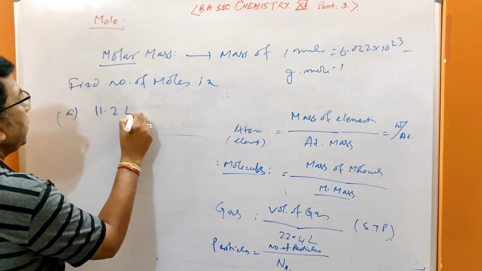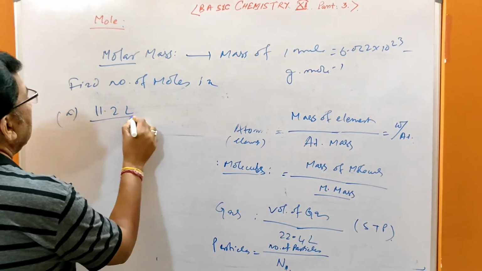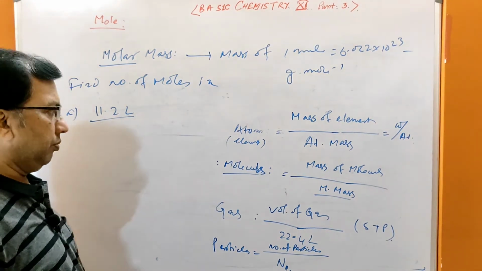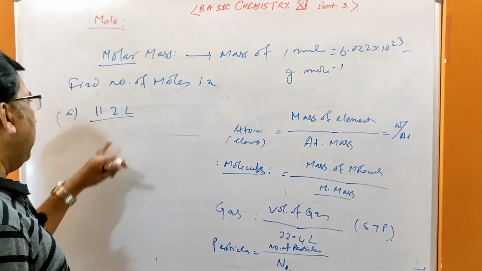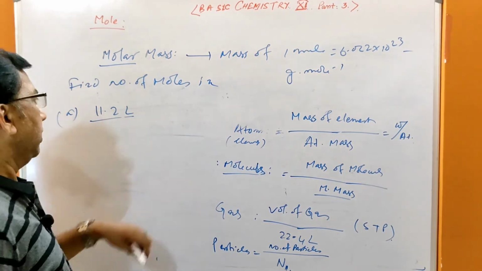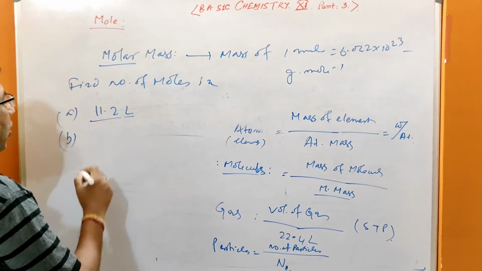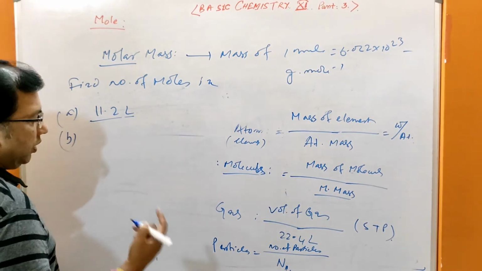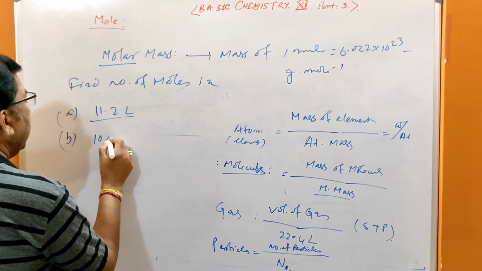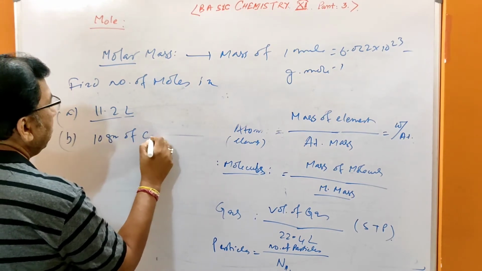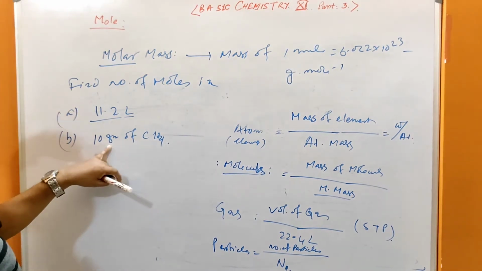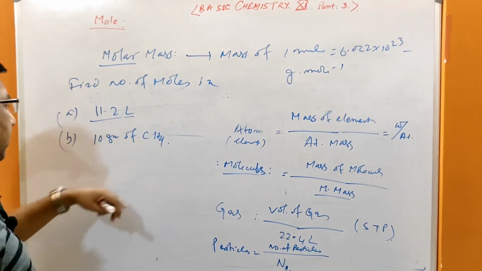Suppose 11.2 liter of any gas, methane gas or CO2 gas. Or suppose you are given 10 gram of methane, then the number of moles is given mass by molecular mass.